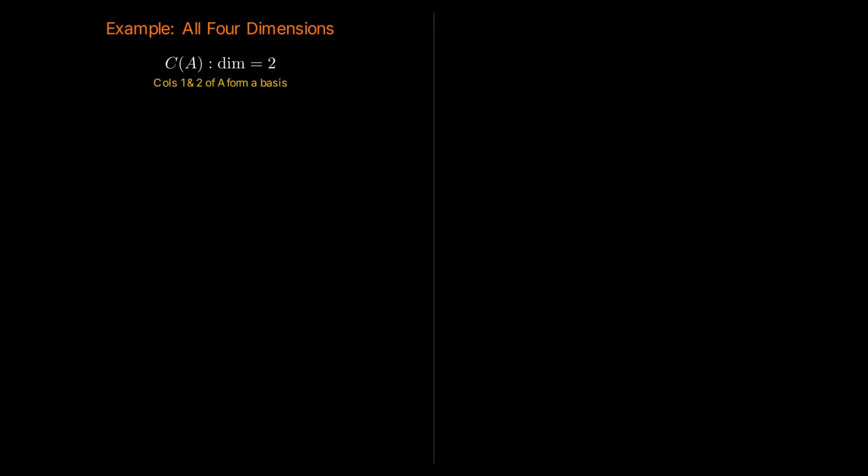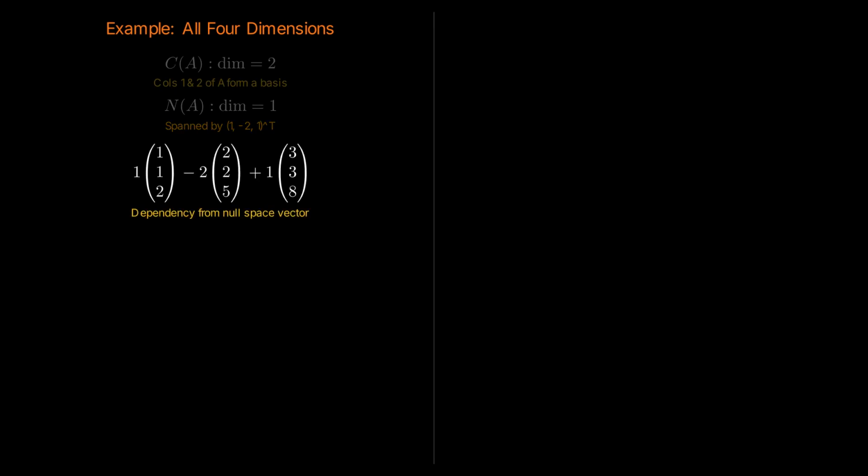The column space C of A has dimension 2. Columns 1 and 2 of the original matrix form a basis. The null space N of A has dimension 1, spanned by the vector 1, negative 2, 1. That vector encodes the column dependency.